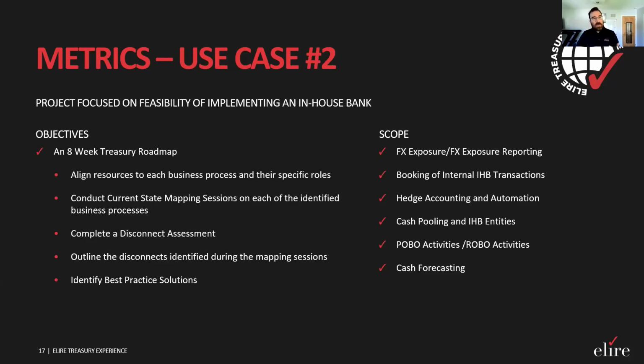In the scope of the Treasury scope of this, we were focusing on FX exposure reporting, intercompany transactions, hedge accounting and automation, cash pooling. We also looked at POBO and ROBO activities that were very critical when looking at in-house banking, and also cash forecasting.